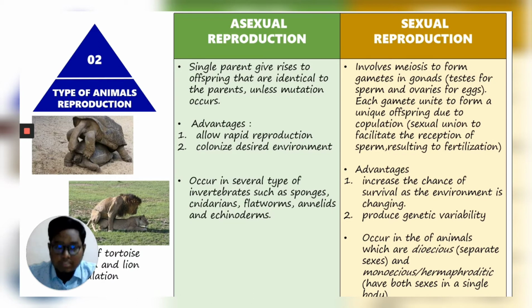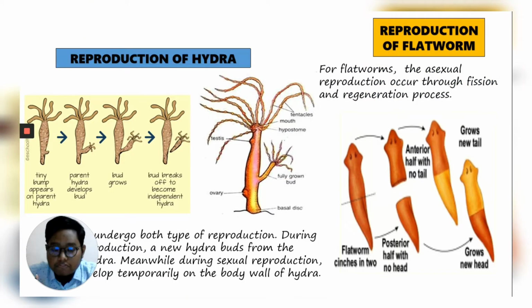Okay, sexual reproduction is a type of reproduction that involves meiosis in order to form gametes that occur in gonads. Gonads are the sex reproductive organs. For male, we have testes, and for female, we have ovaries. Each gamete unites to form a unique offspring. The fertilization of gametes usually happens during copulation. Copulation is sexual union to facilitate the reception of sperm.